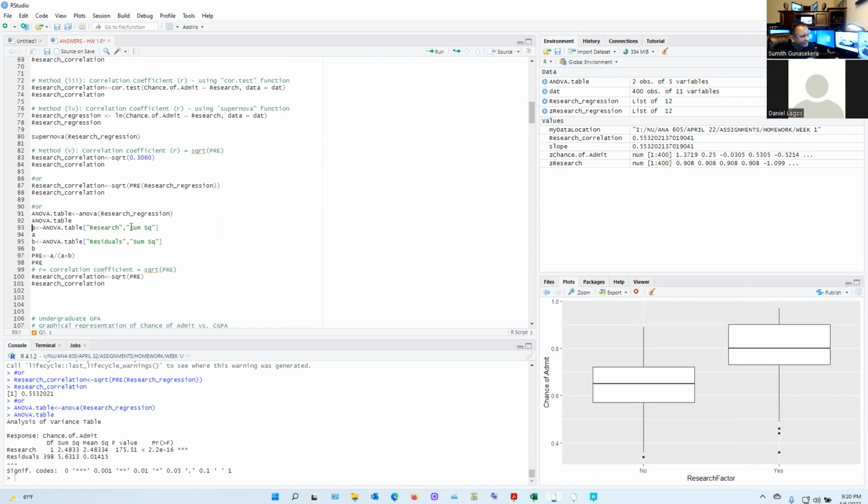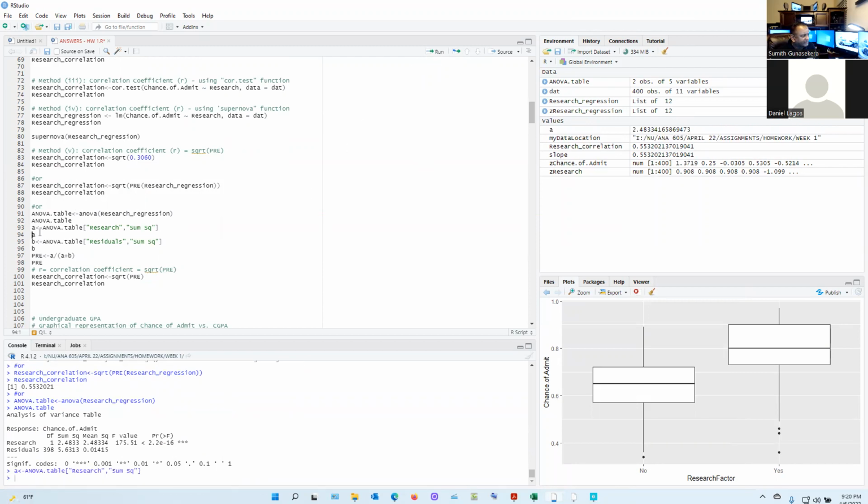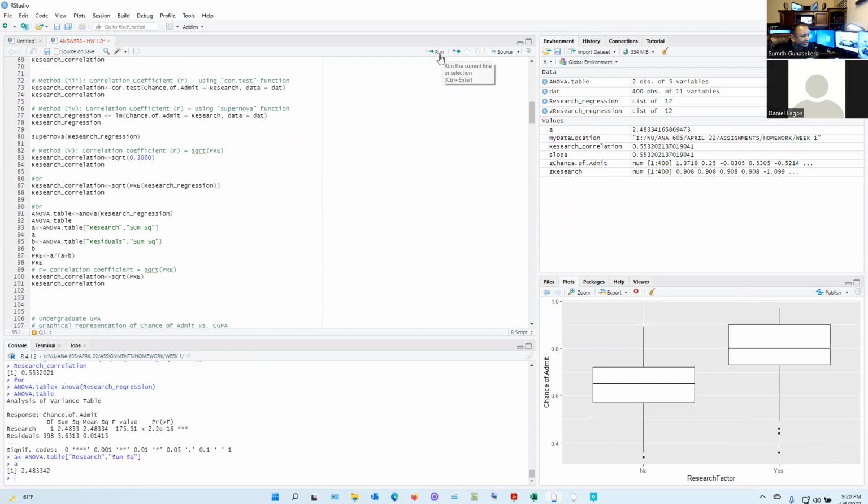I'm going to go to the regression row and get the sum of squares. The regression sum of squares is 2.4833. I'm going to assign that to A. And the other one I need is the sum of squares error. Go to residual. It's like a matrix: go to this row and this column, the sum of squares column, which is 5.6313.